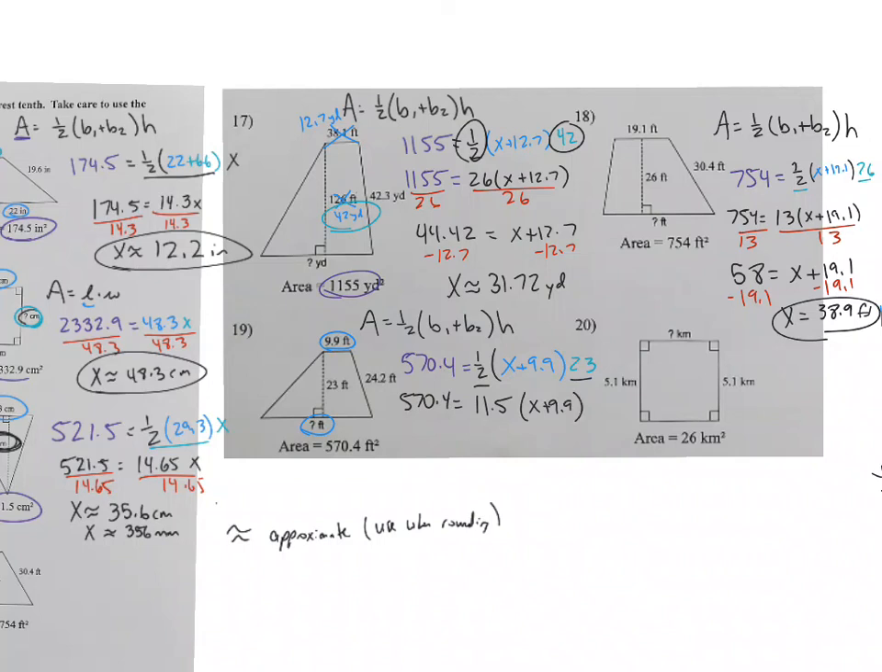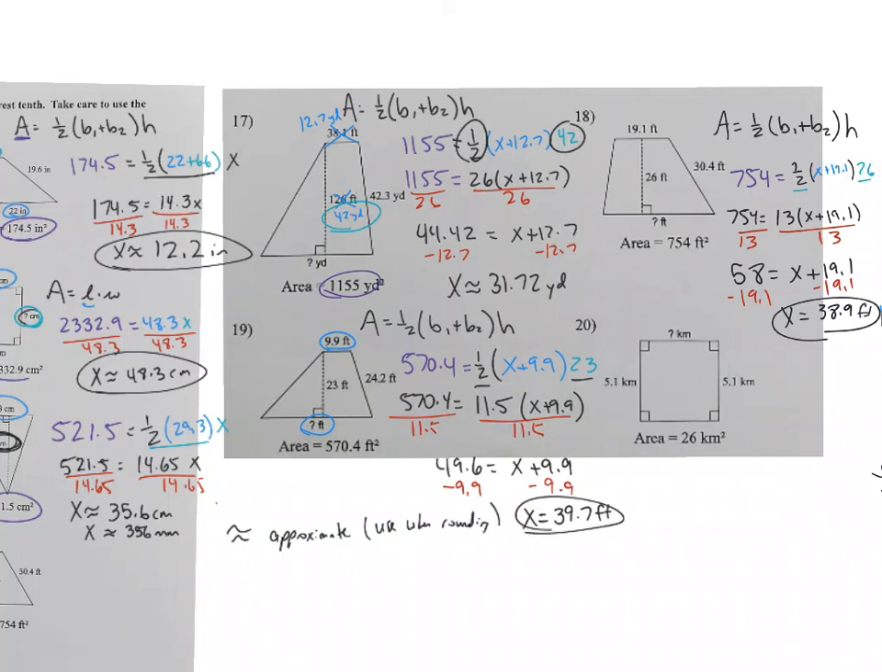Now remember, I'm going to divide both sides by 11.5 first. So I end up with 570.4 divided by 11.5. I end up with 49.6. So I have 49.6 equals x plus 9.9. Now I subtract the 9.9 from both sides, just like we've done on the last 3 problems. So I get 49.6 minus 9.9 equals 39.7. So x is 39.7 feet.